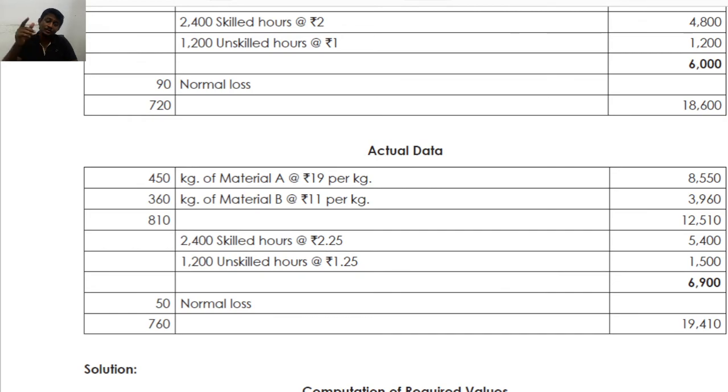In other problems, if you go through the previous problems, output will normally be the same for standard versus actual, so you can take the data as it is. But in this problem, output differs. Here the actual production and standard production are not the same. Standard production is 720, actual production is 760.